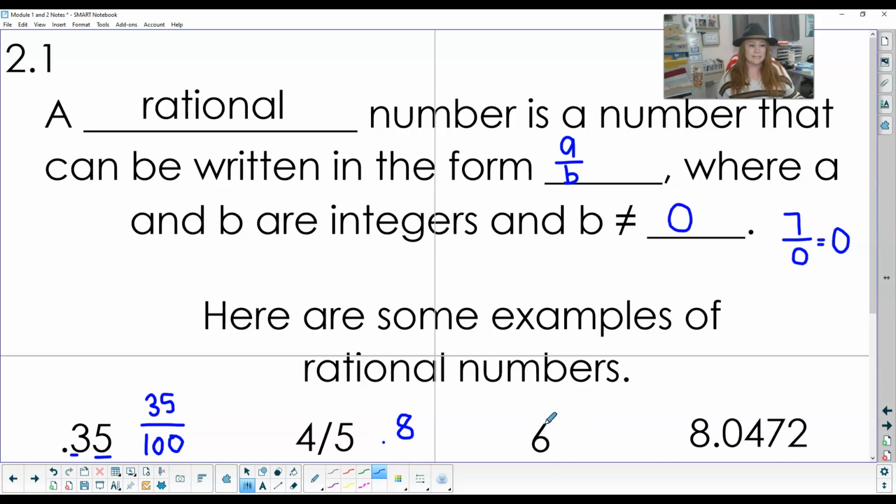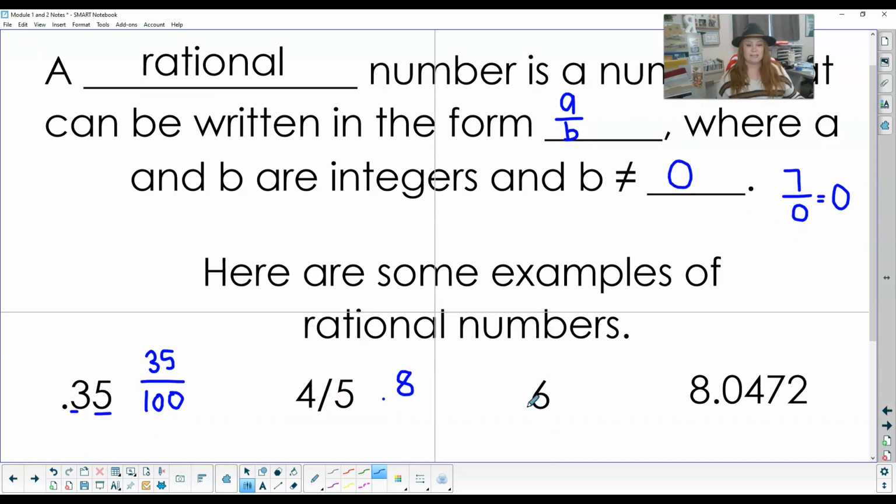The whole number 6 is a rational number because I can put 6 over 1. 6 divided by 1 is 6. But I could make it a fraction because that's not 0. It's a fraction. A over B, 6 over 1, still a rational number.